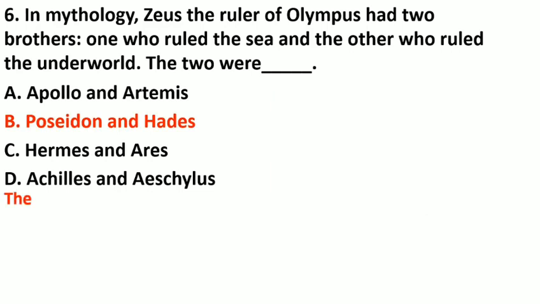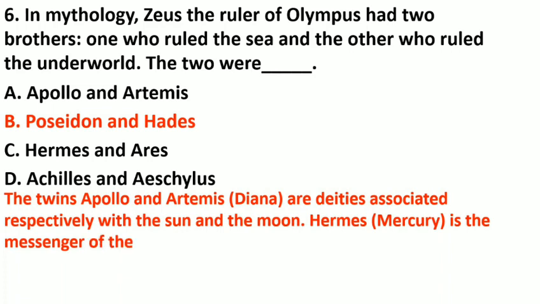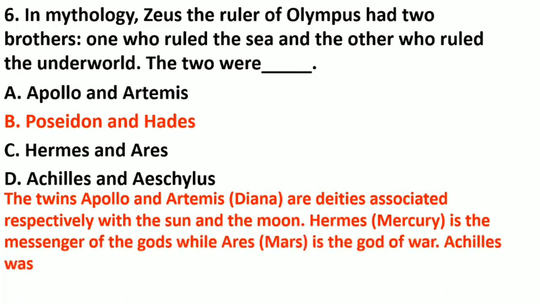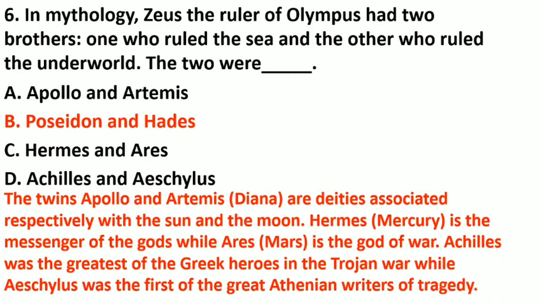Poseidon and Hades. The twins Apollo and Artemis, or Diana, are deities associated respectively with the sun and the moon. Hermes, or Mercury, is the messenger of the gods, while Ares, or Mars, is the god of war. Achilles is the greatest of the Greek heroes in the Trojan War, while Aeschylus was the first of the great Athenian writers of tragedy.